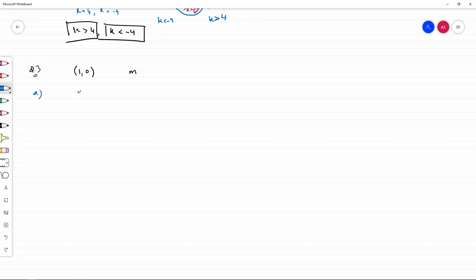So we know that y is equal to mx plus c. This is the equation of the line. So y is equal to 0, m is m, x is 1, so plus c. So c is equal to m. So this equation can be written in the form y equals mx plus m. So we have the value of c is m.